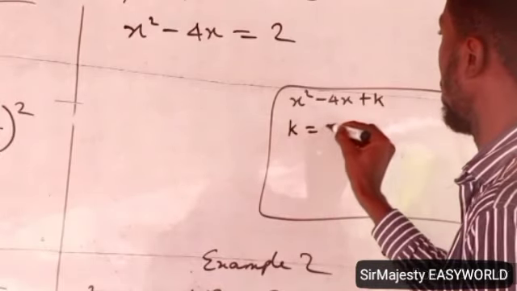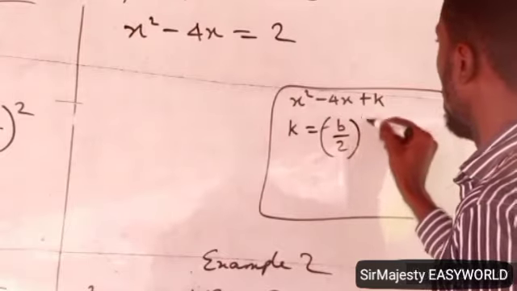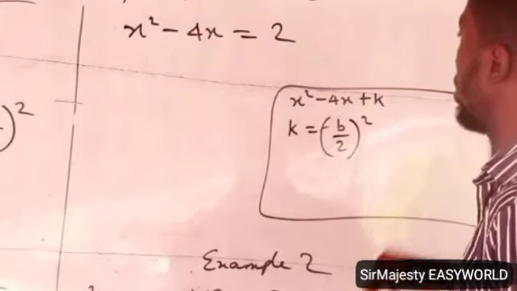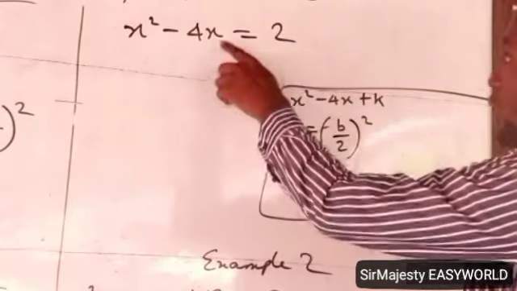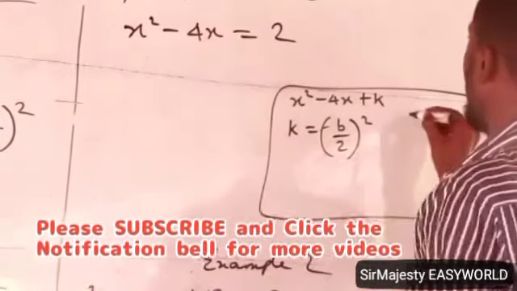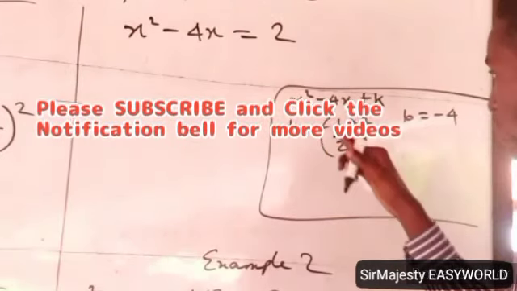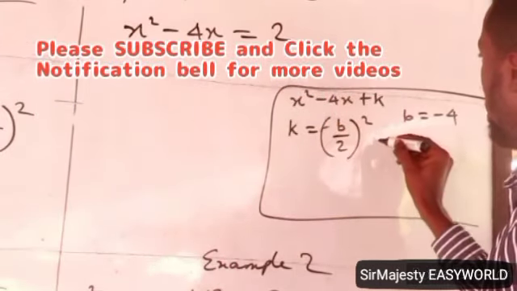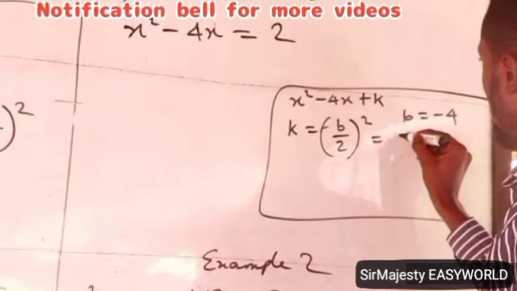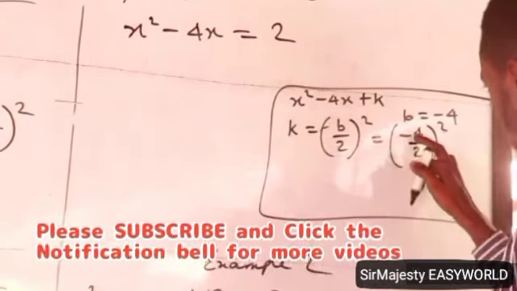And now we know that k is equals to b all over 2 all squared. And what is the value of our b? The value of our b is the coefficient of the linear term here, which is minus 4. So our b is equals to minus 4 for this case. So now we substitute the value of minus 4 for b. So k is equals to minus 4 divided by 2 all squared.